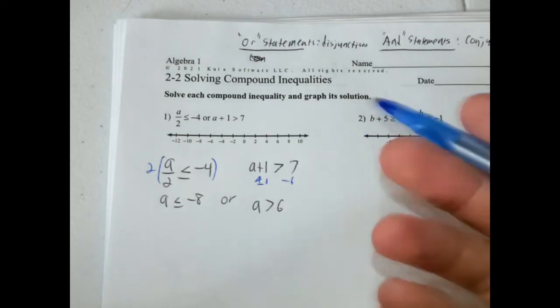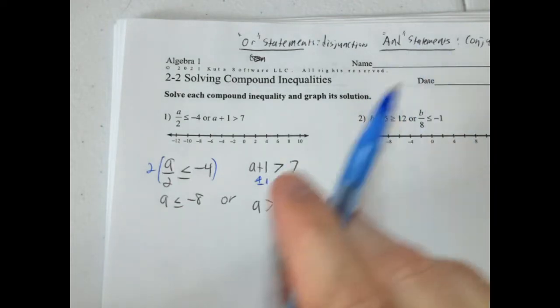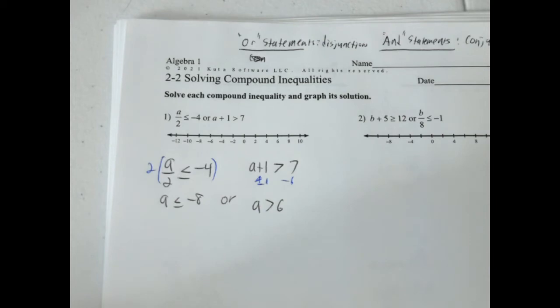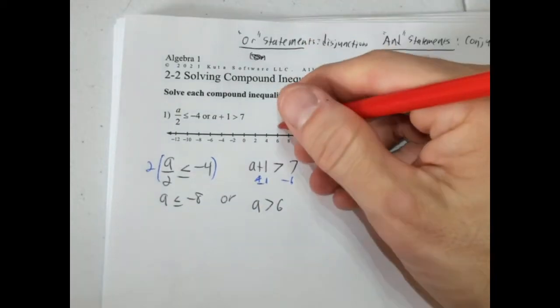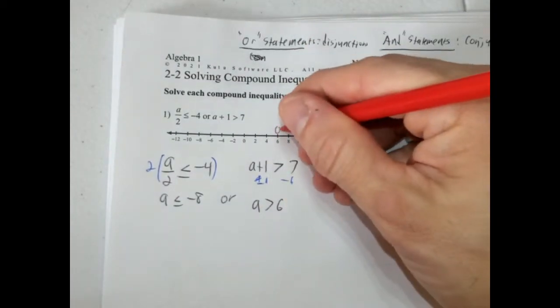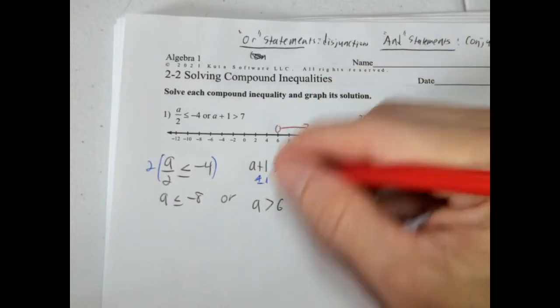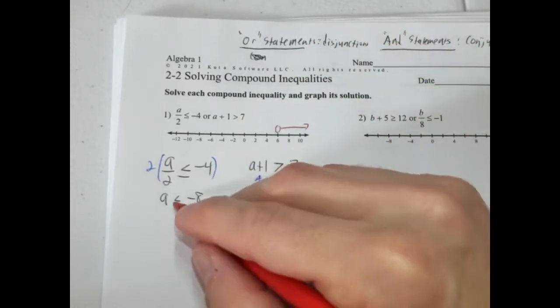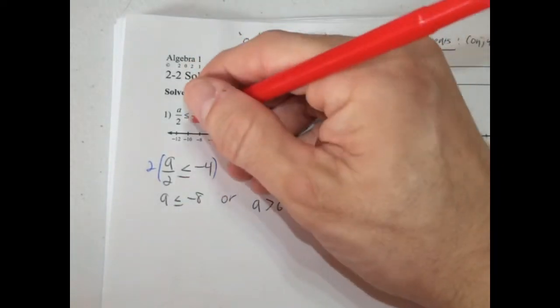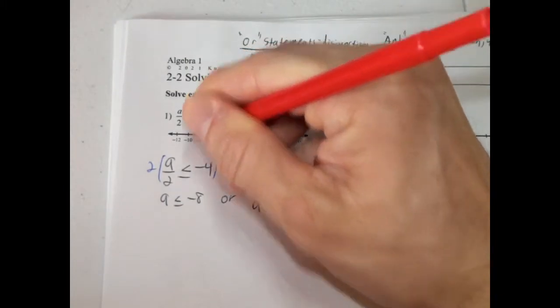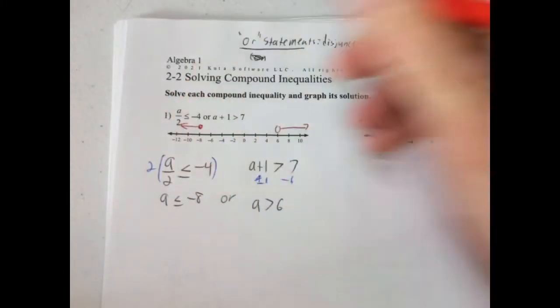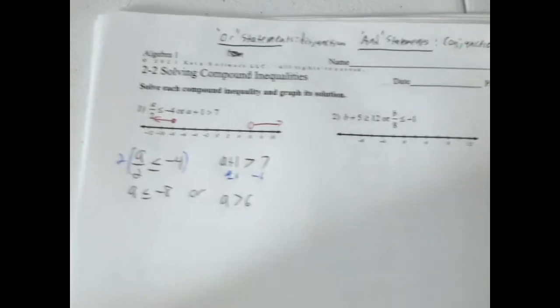So we're not looking to see what they have in common. It doesn't really matter what they have in common. We're just going to draw both of them on the number line, or represent them rather. So we're going to do a is greater than 6, so it's non-inclusive. A is greater, so we're going to the right. A is less than or equal to negative 8, so that's going to be inclusive, so it's a filled-in circle. And a is less than, so it's going that way. And there you go. That's how you do number 1.